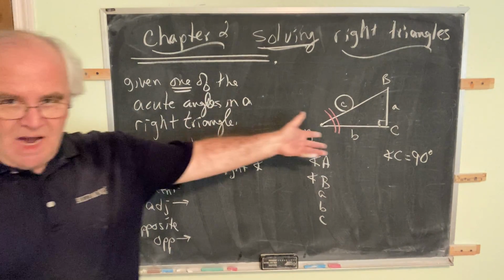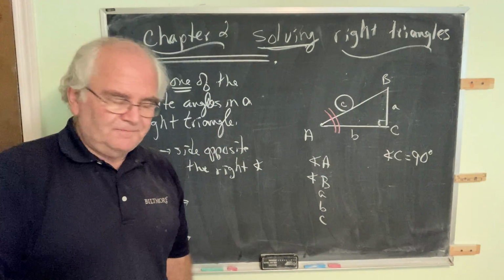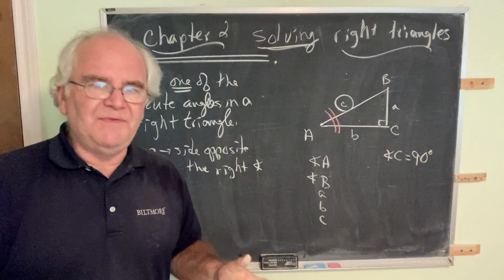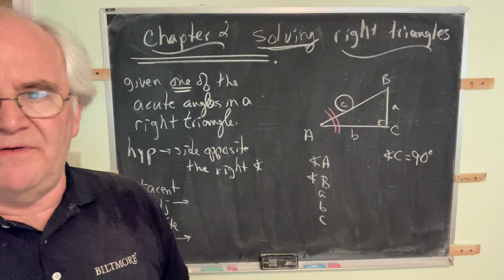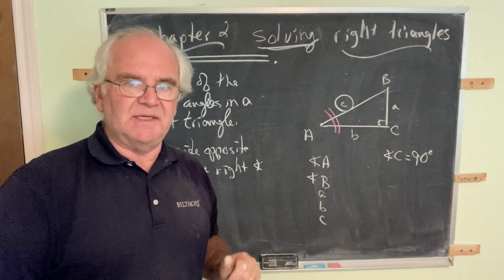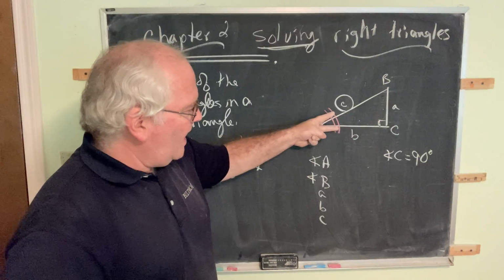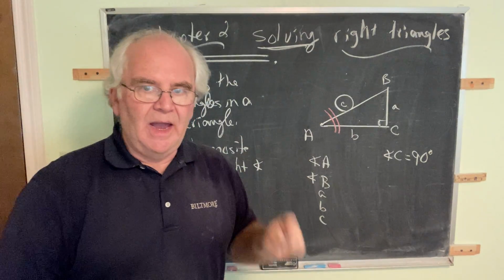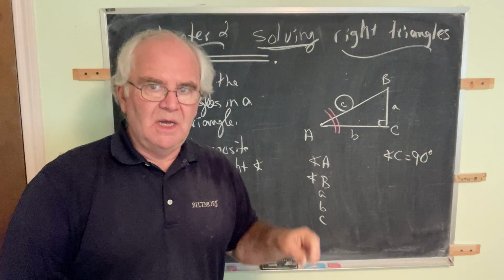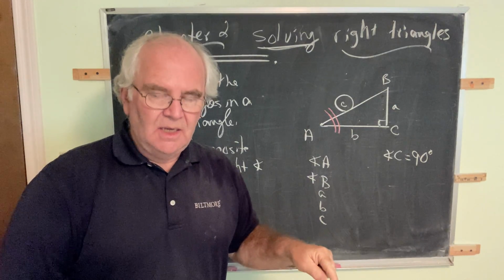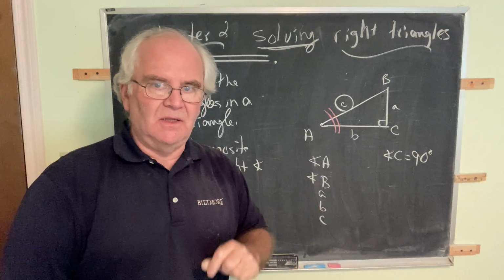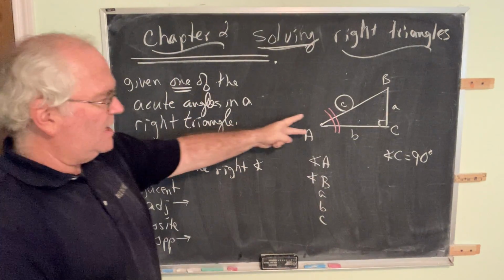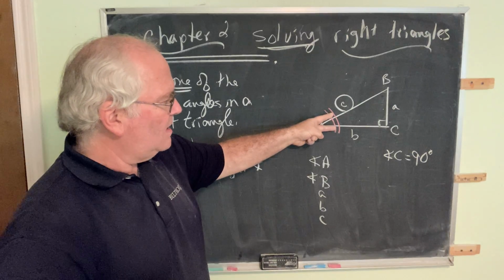The hypotenuse is obvious. It's the side opposite the right angle. The adjacent side, I'm not going to write this down because it's not important that you know the definition. It's important that you know which one's the adjacent side. For angle A, the adjacent side helps to form the angle. It is one of the sides of the angle in question. In this case, we've chosen angle A because I just randomly chose angle A.